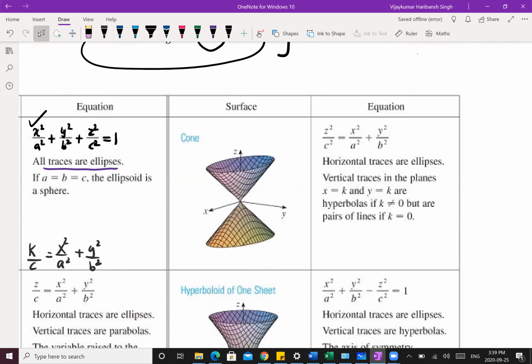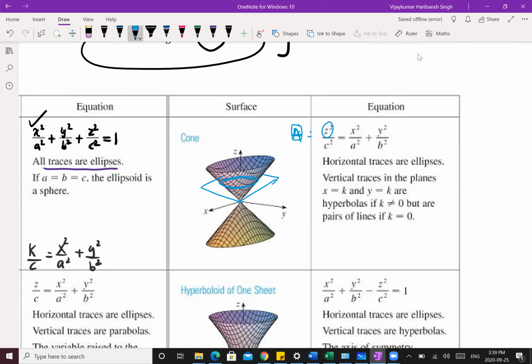Now comes the cone. We have already seen this when we were looking at conic sections. So we have z squared by c squared equals x squared by a squared plus y squared by b squared. If we let z be constant, we have x squared by a squared plus y squared by b squared equals some constant k. Actually, we are already looking at z equals k, right? Then you can see that it will be again an ellipse. So if I'm cutting in a horizontal setup, I'm again getting an ellipse here.